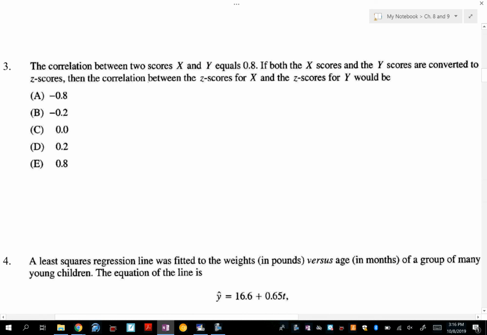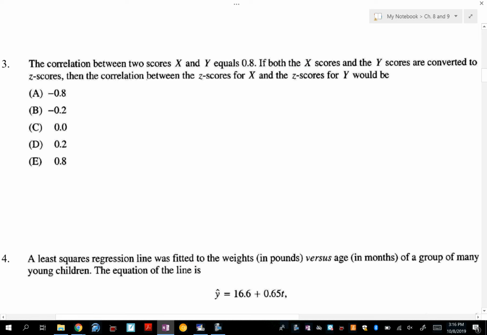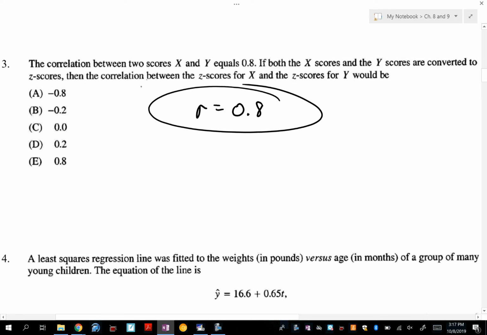Number 3 says the correlation between 2 scores, these data values x and y, equals 0.8. So r is 0.8, which it doesn't ask this, but 0.8 is strong. It's on the edge of strong, but I'd say it's strong. If both the x scores and the y scores are converted to z-scores, then the correlation between the z-scores for x and the z-scores for y would also be 0.8.